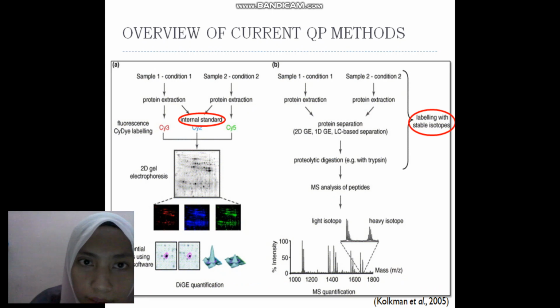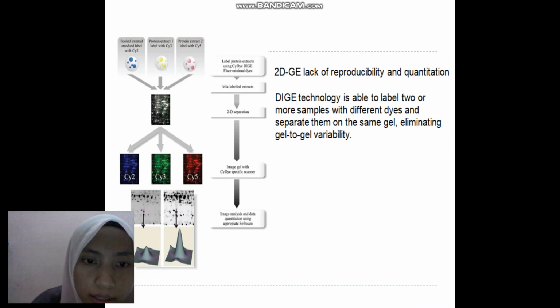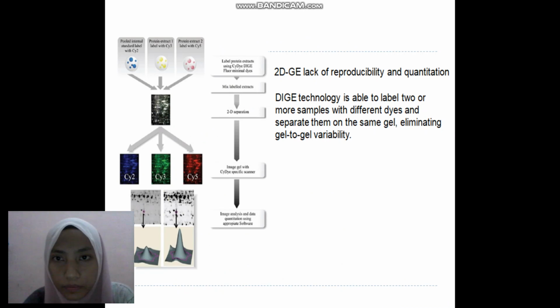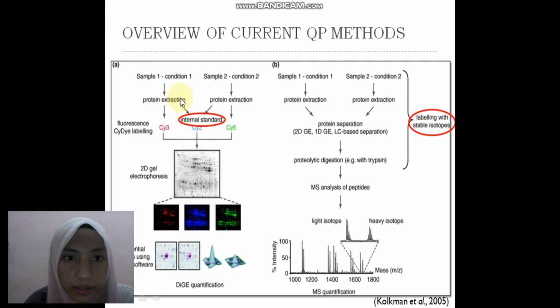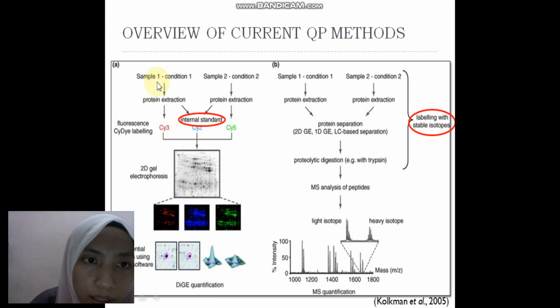In this overview of the current quantitative proteomics methods, you can see that there's a method called differential gel electrophoresis. The problem lies in when you have several types of gels. It is not easy to compare the expression, because there might be other factors that contribute to the difference in expression from one gel to another.